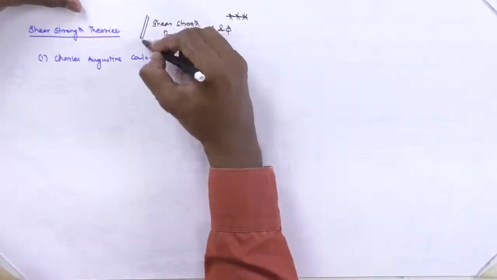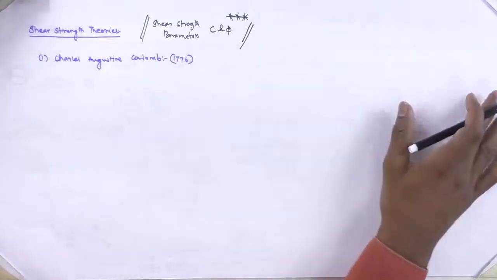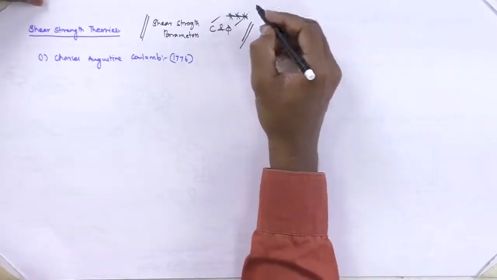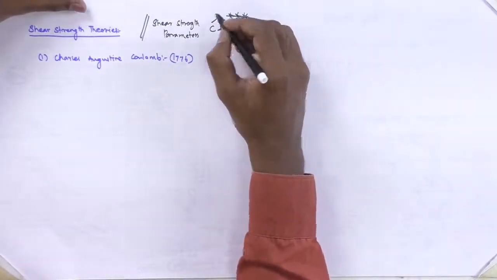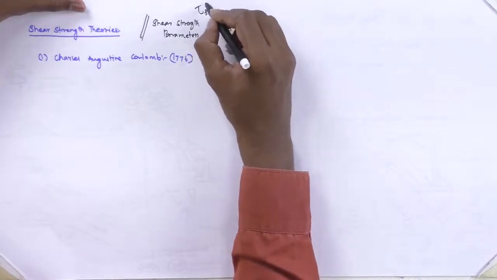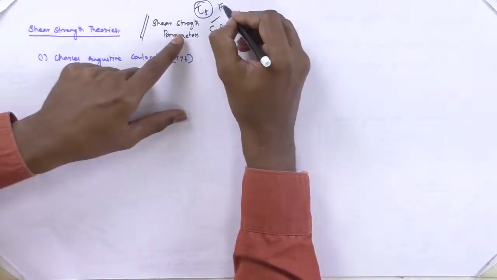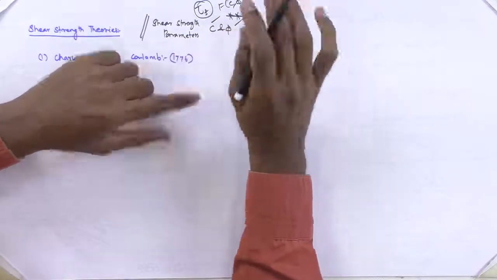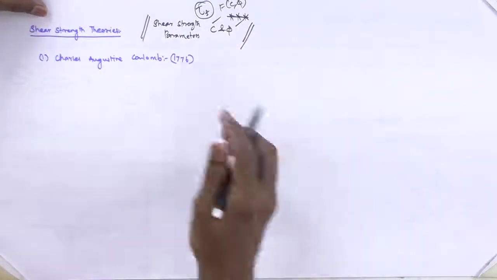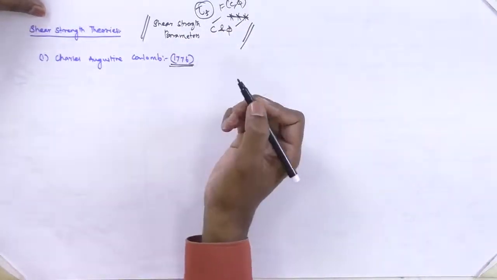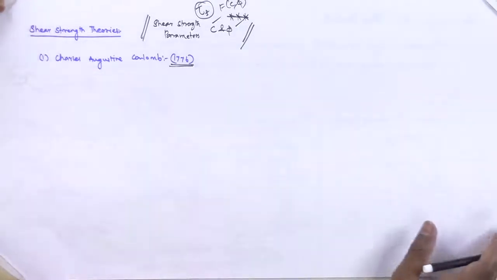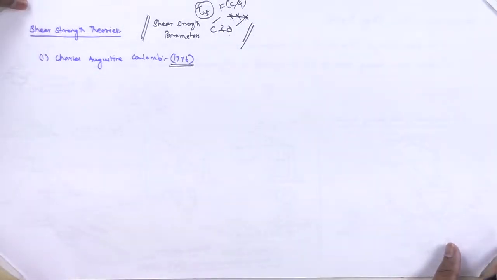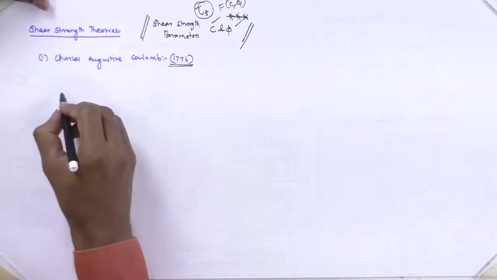So shear strength parameters are C and phi. So how to find this C and phi? That's why we can compute tau, which is influenced by a function of C and phi. As explained, in earlier studies, in 1776, Charles Augustin Coulomb did some research on the shear strength of soil. He has come up with this.